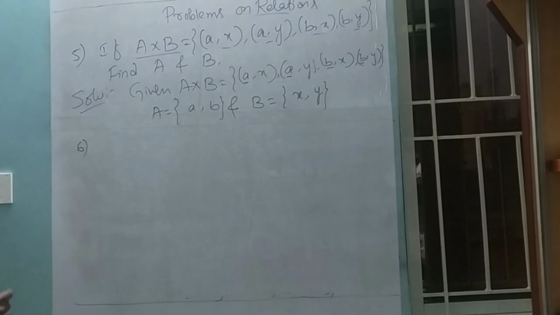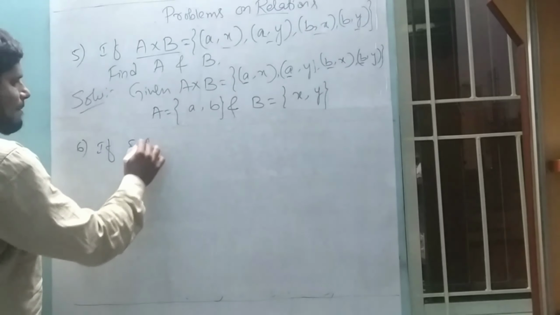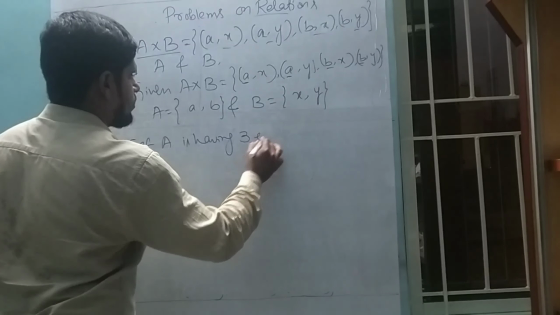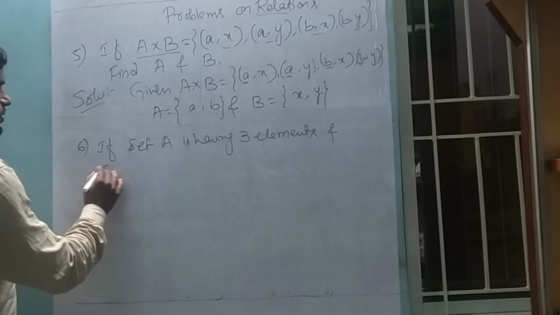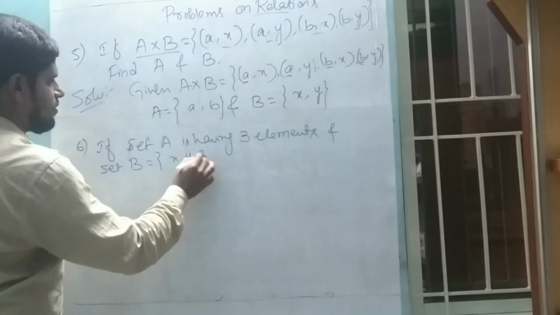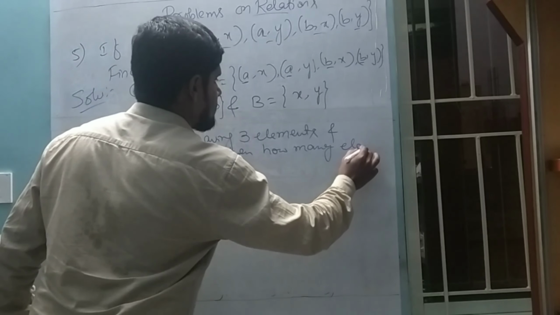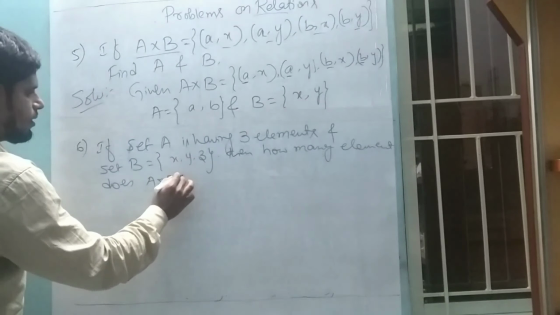Okay. One more problem, a different problem. If set A is having 3 elements and set B equals {x, y, z}, then how many elements does A cross B have?